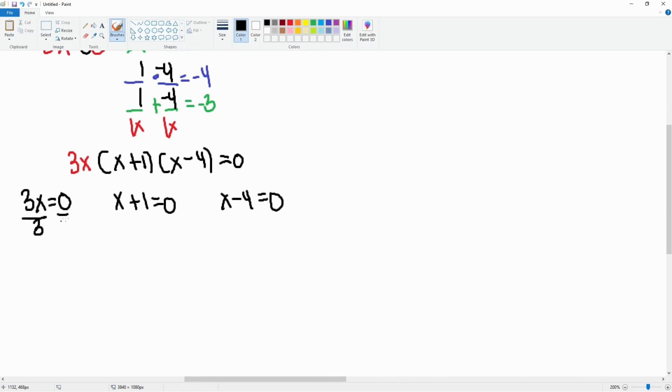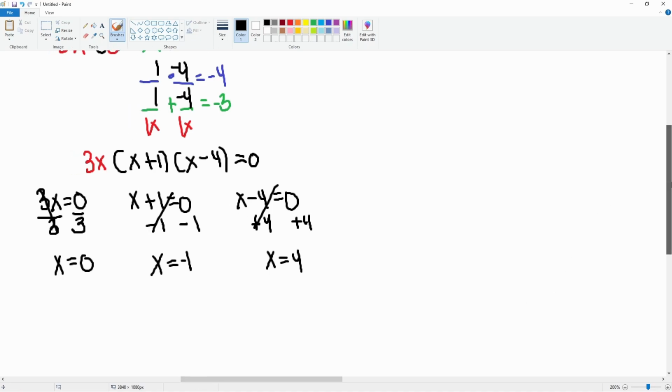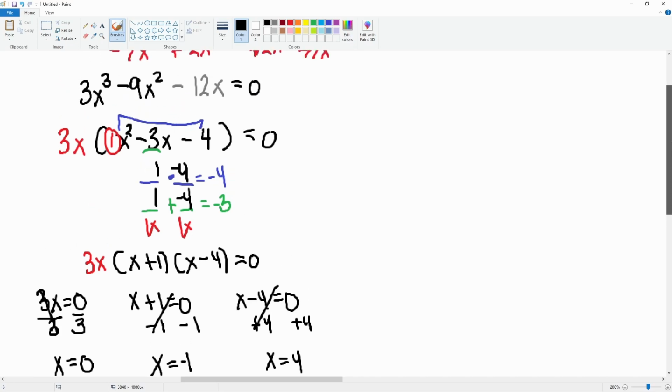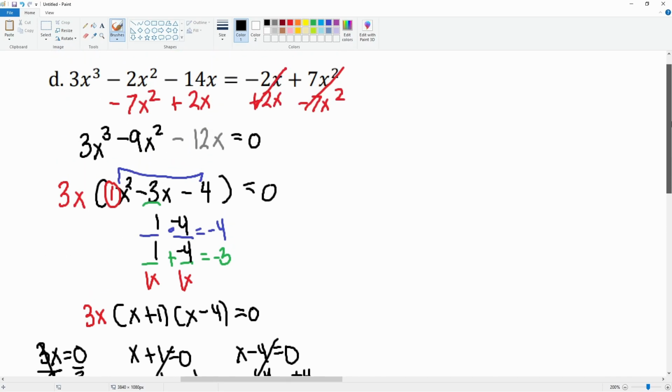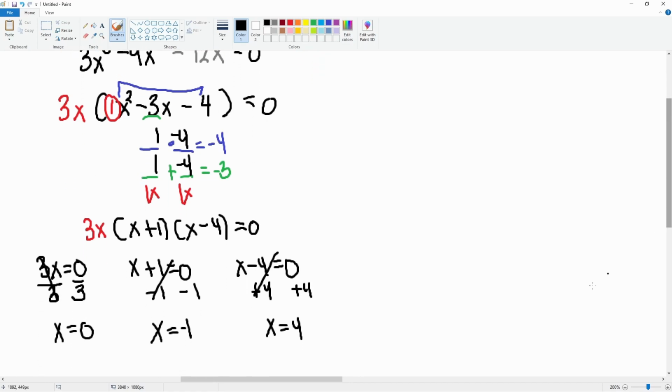Divide by 3 on both sides because we're trying to get x alone. 0 divided by 3 is just 0. So the first solution is x equals 0. For x plus 1 equal to 0, we minus 1 on both sides. That cancels. We get x is equal to negative 1. We have x minus 4 equals 0. We add 4 to both sides. This cancels, leaving you with x equal to 4. In this problem, we actually have 3 solutions. The reason why is because if you look at the original problem, the highest degree is a 3. It's x cubed. So that's why we have 3 solutions here.